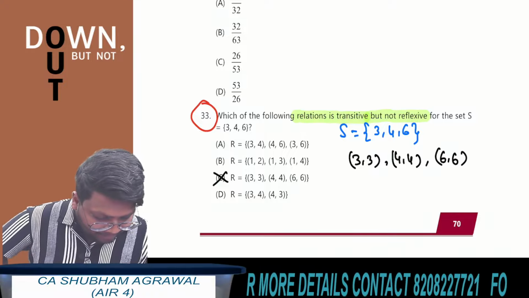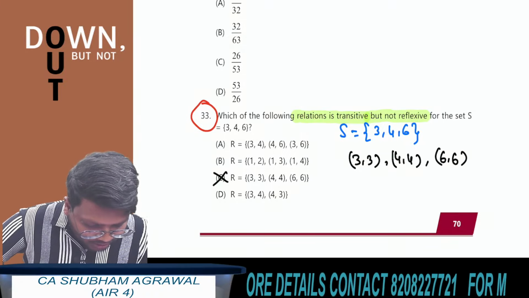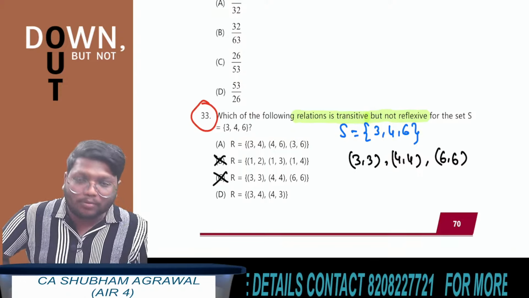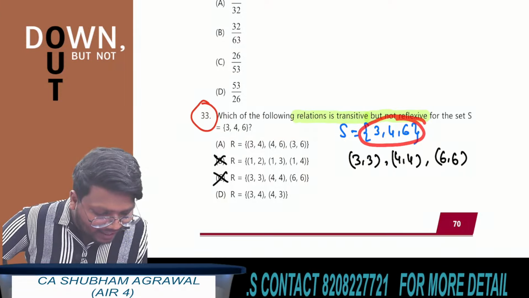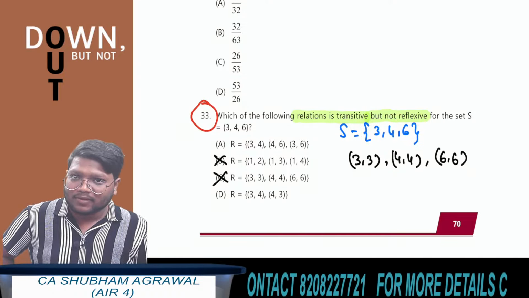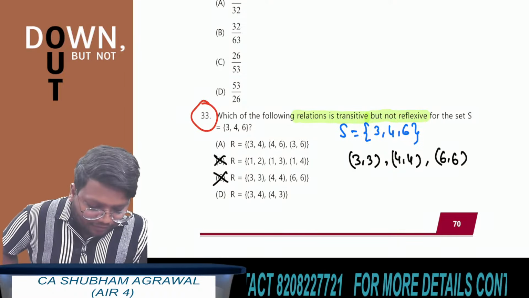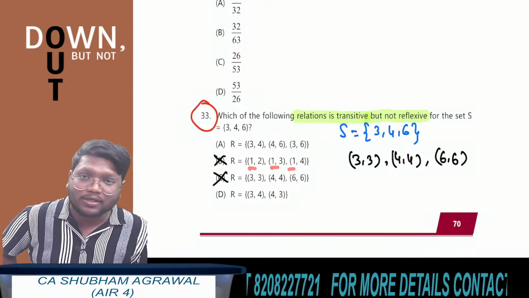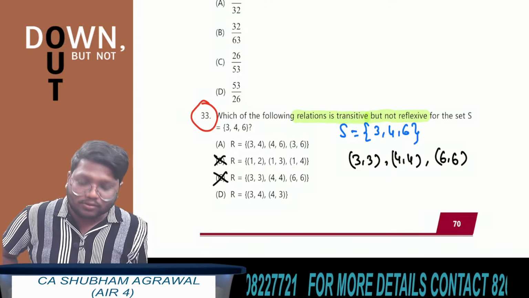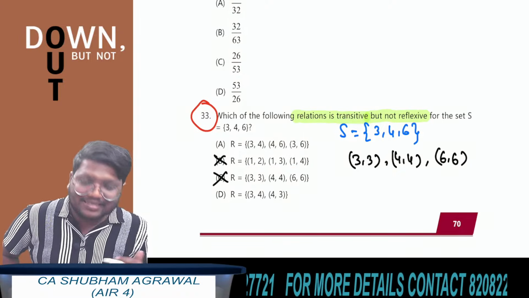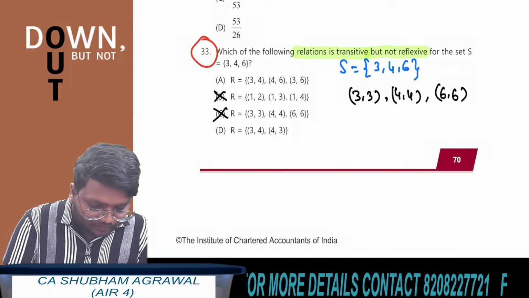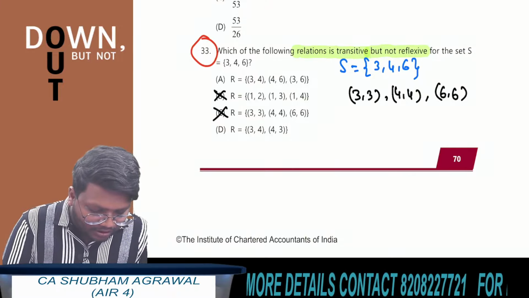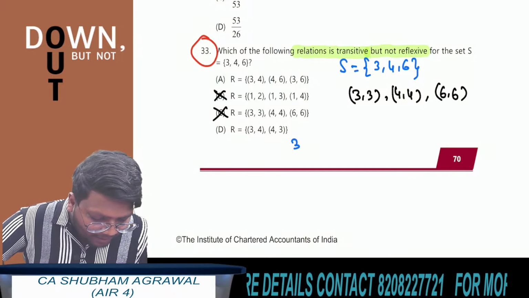Now you can eliminate option B also. Why? Because you can see that in this set S, the elements which are there are 3, 4 and 6. There is no element 1. So definitely 1 cannot be there in the option. So option B and option C are eliminated. Now see, we are checking here option D.